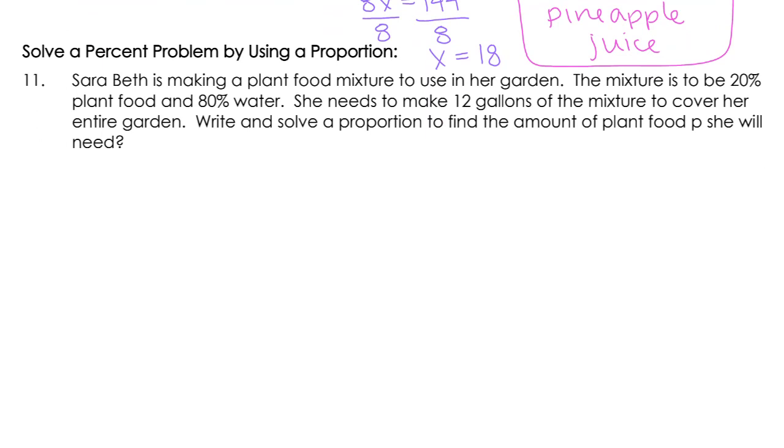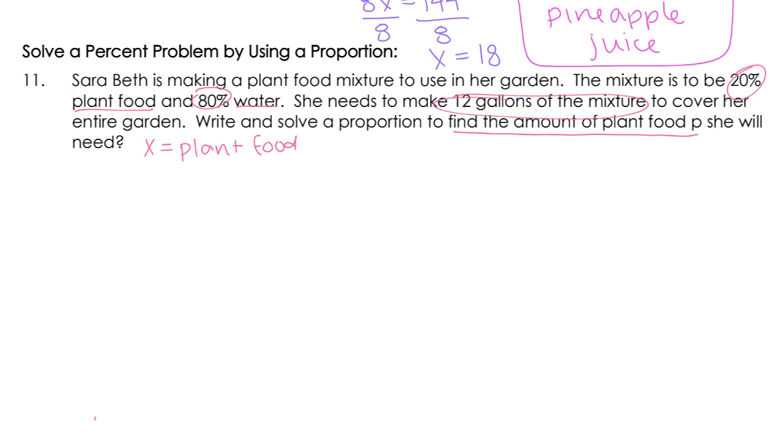Now, looking at number 11, we have Sarah Beth is making a plant food mixture to use in her garden. The mixture is to be 20% plant food and 80% water. She needs to make 12 gallons of the mixture to cover her entire garden. Write and solve a proportion to find the amount of plant food that she will need. So first things first, just like we did on the last one, we have to define our variable. She is trying to find the amount of plant food she will need. So we're going to say x is plant food.